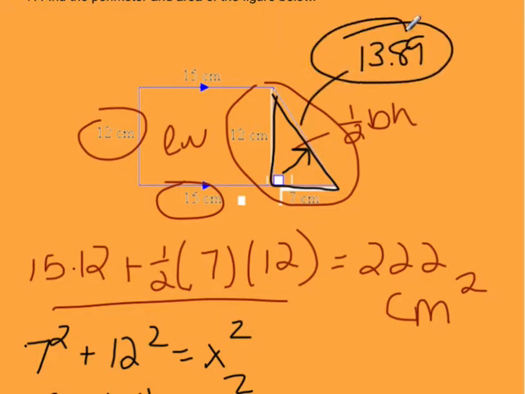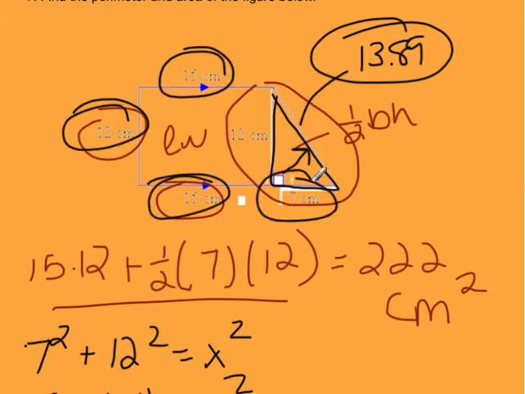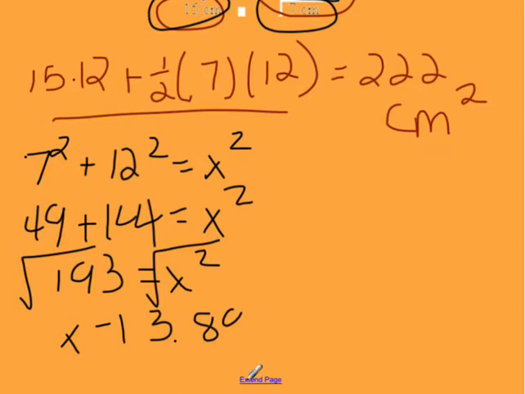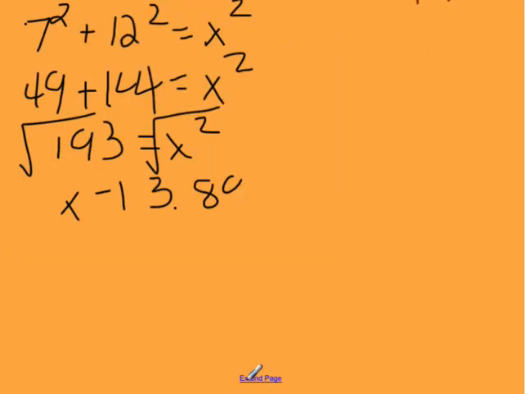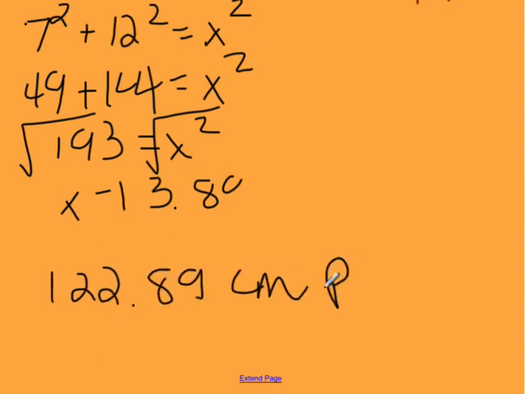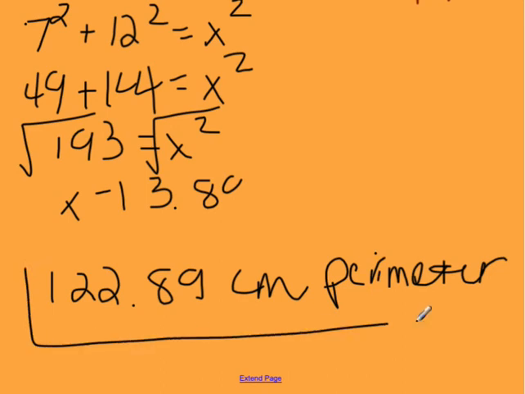So now to get the perimeter, I'm going to add this, plus this, plus this, plus this, plus this, and that'll give me my perimeter. So go ahead and try adding that up on your own, and when you add it up, you should get 122.89, and you want to make sure you label that centimeters. So that's for the perimeter. Okay, so there's your final answer for the perimeter.